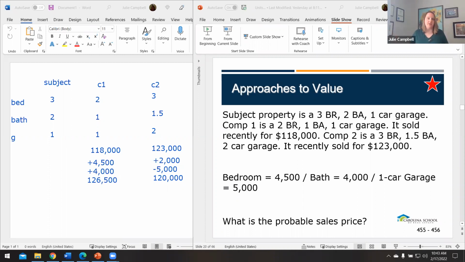And I don't know what that condition is, right? But what I do know is it's poor, which means it's inferior. So here's my subject. My comp is down here by my side. So how do I make my comp match my subject? I add. That's exactly what the appraiser is looking at.